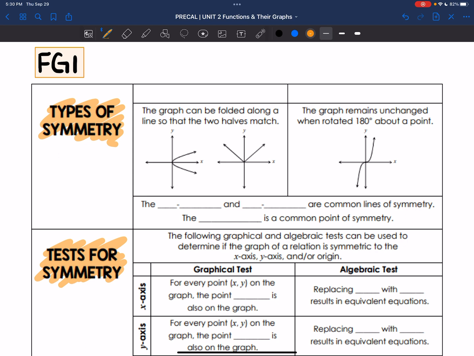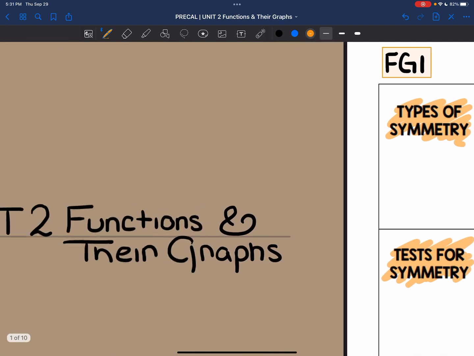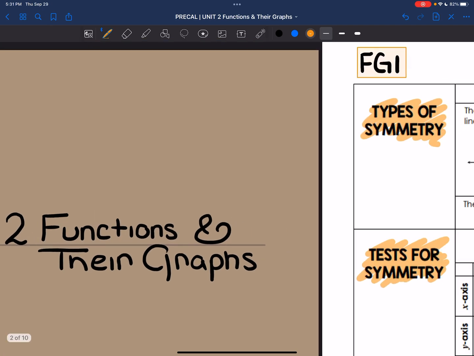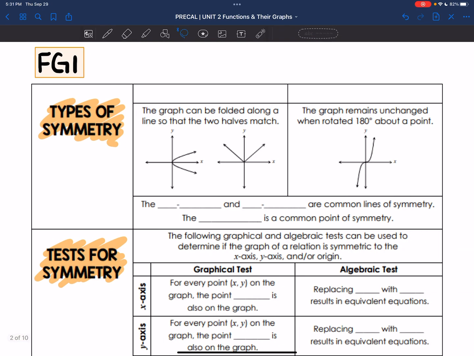In today's video, we are looking at our very first skill in this unit. This unit is all about functions and their graphs. So in this video, the skill that we are looking at is the very first skill, FG1. And what that skill is all about is describing the symmetry of graphs of both even and odd functions. So let's go ahead and get started.